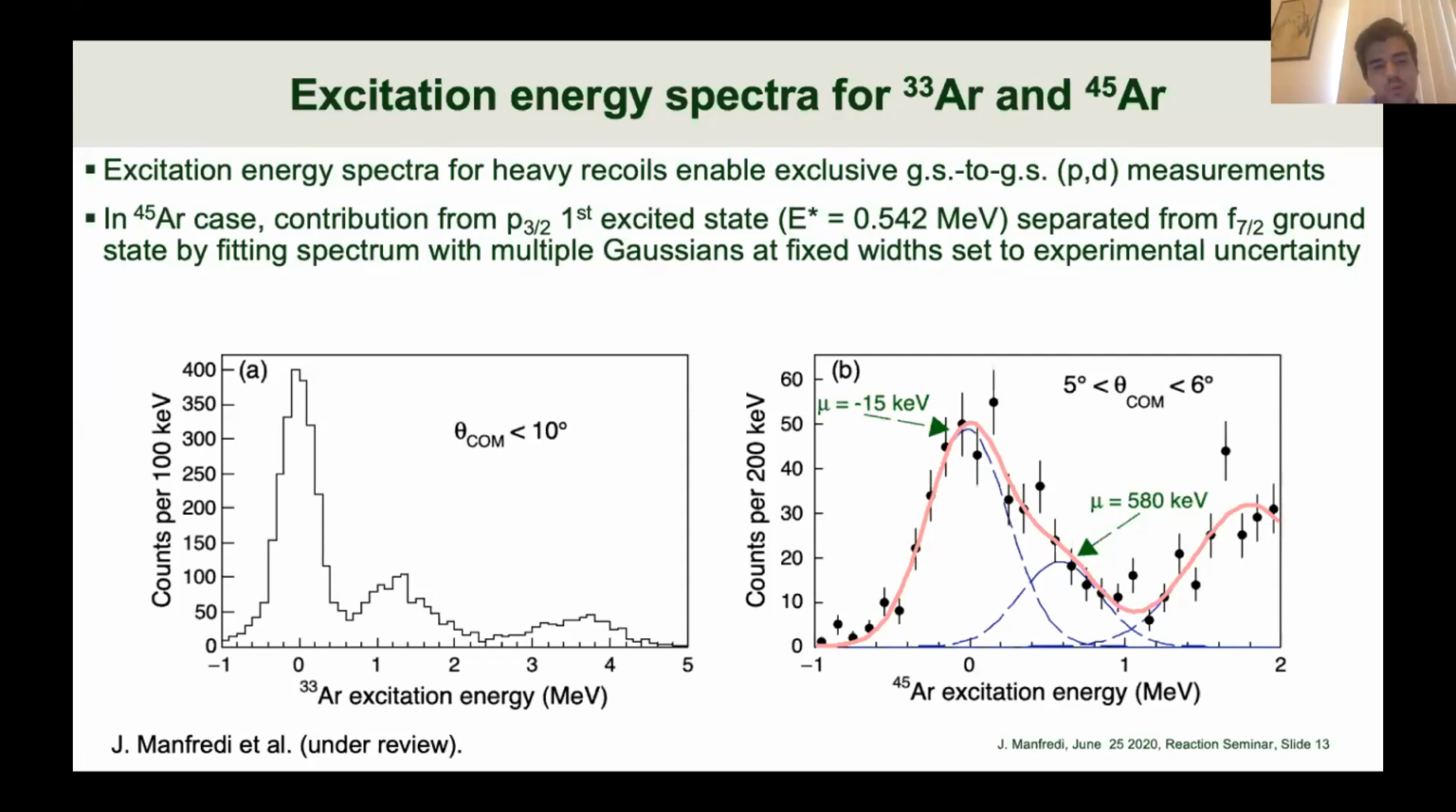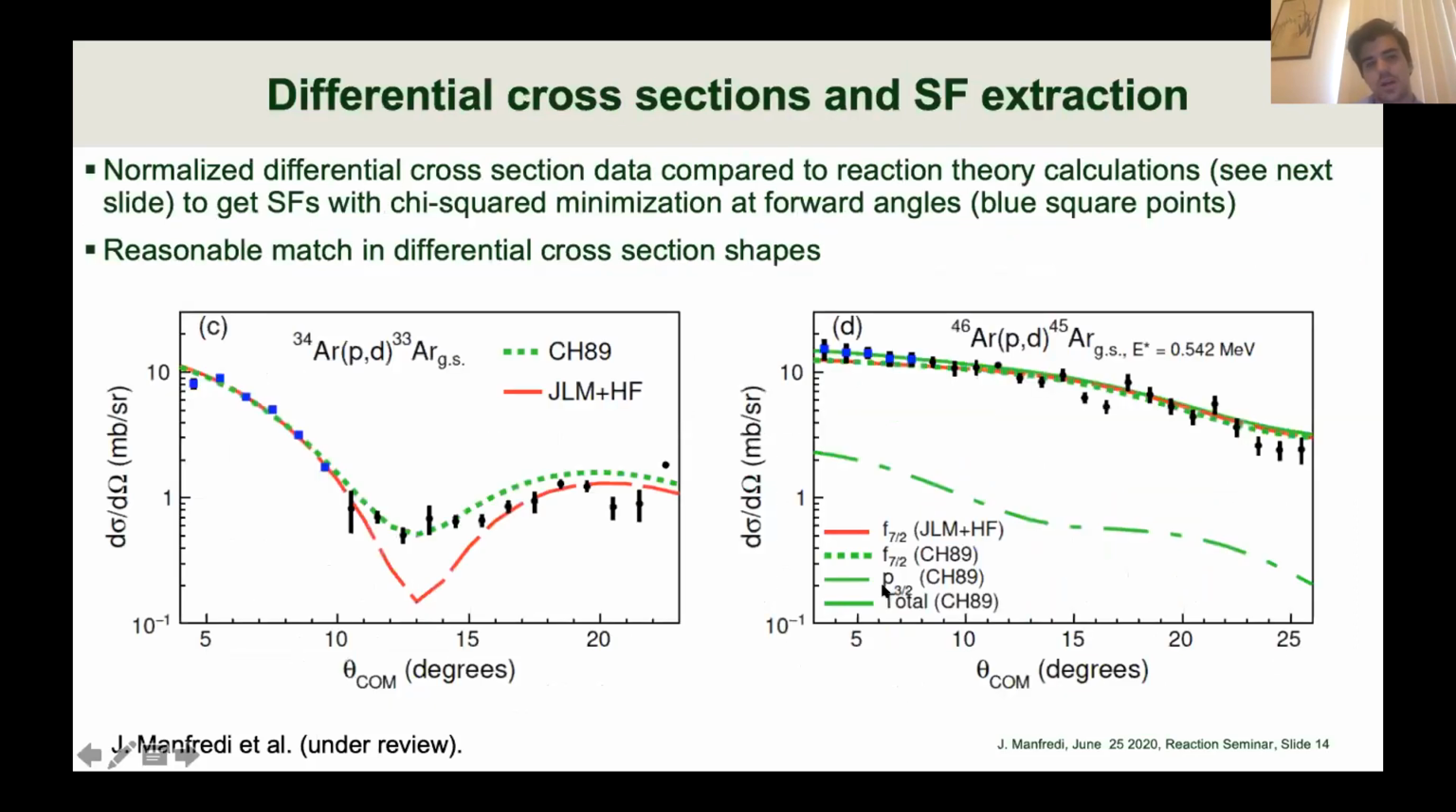So after we have these excitation energy spectra that we get with energy reconstructions with HIRA, gating on the S800, we can now gate on the reaction channels that we want. We can normalize using data from the MCPs to get differential cross sections as a function of angle in the center of mass. And that's what I show here. So for both argon-34 PD and argon-46 PD.